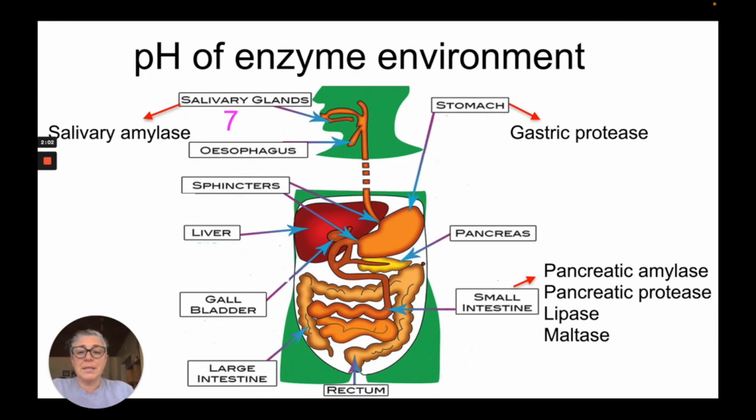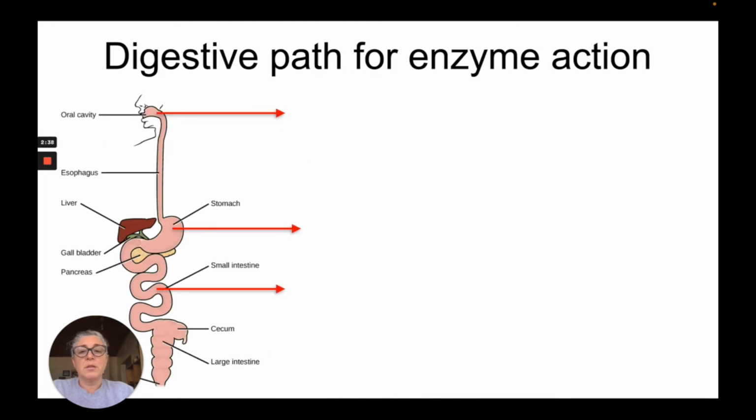So the salivary glands in the mouth are going to have a pH of 7. So that is the optimum pH for salivary amylase. The stomach has a pH of around 3, due to its acidic environment, and that will be the optimum pH for this gastric protease. And the small intestine is going to have a pH of 8 due to the bile, and we'll learn about that later. And so that is going to be the optimum pH for all of the enzymes that work in the small intestine. So let's talk about this digestive pathway for enzyme action.